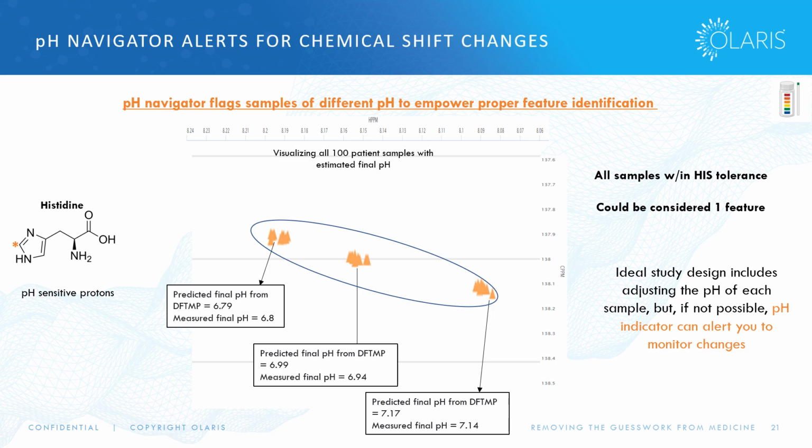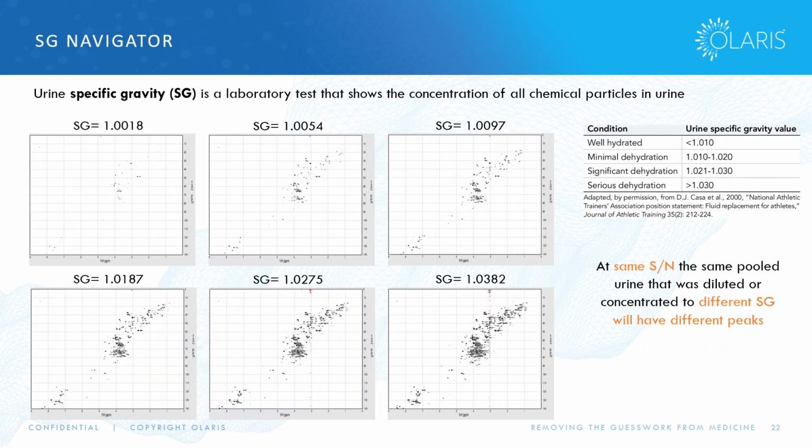Another thing that changes greatly in urine is specific gravity. So this is a usual readout that can give you an idea of the dilution of the sample. It's used for hydration, for example. So if a sample has a very low specific gravity, it means the subject was well hydrated. If it has a high specific gravity, it's in serious dehydration, and it can be in relation to some diseases.